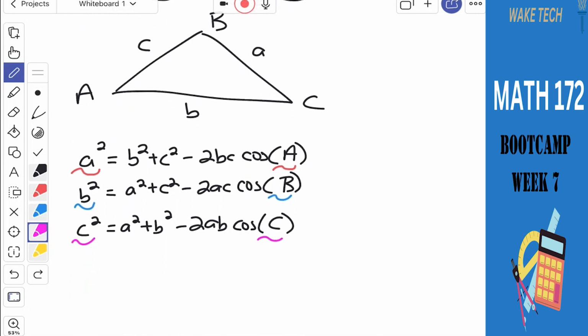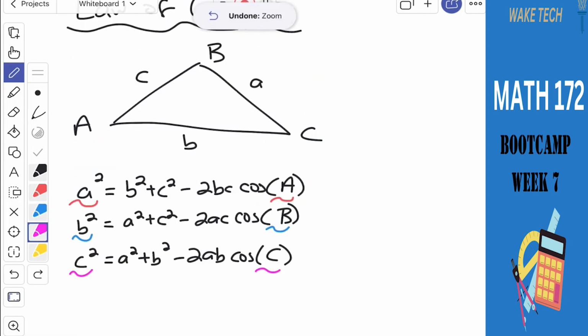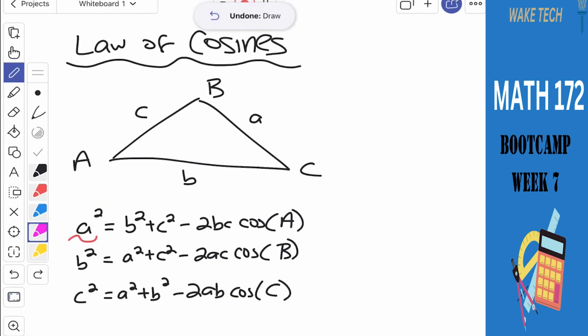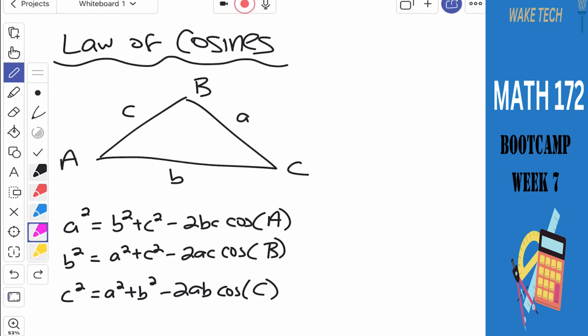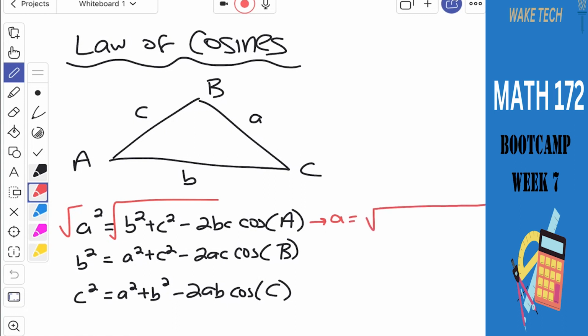So this is about as much prereq stuff as we can cover at the moment for the law of cosines. I'm going to take all those squiggly lines away. If you're trying to figure out side A, we can take the square root of both sides of this equation. The equation in black is the law of cosines equation. If we take the square root of both sides, that will give us the value for side A.